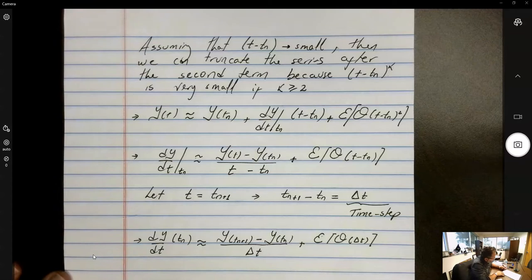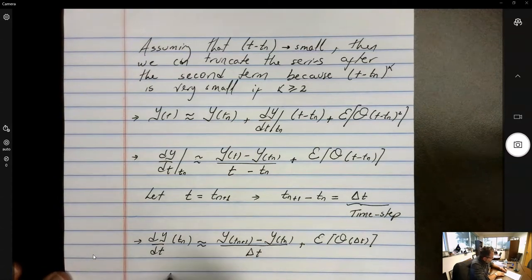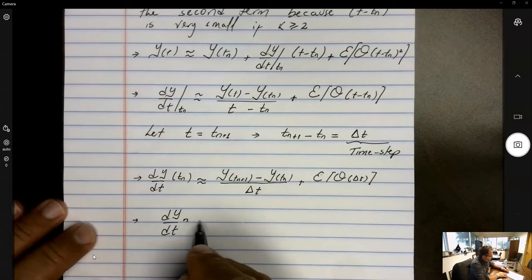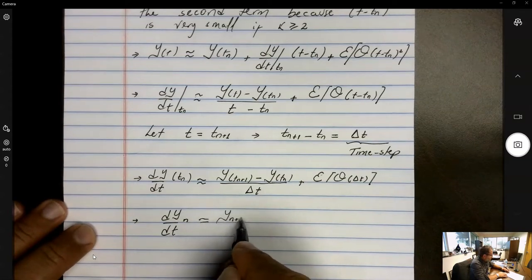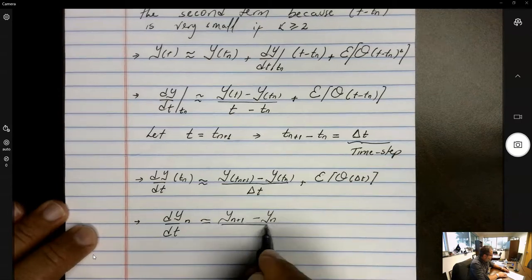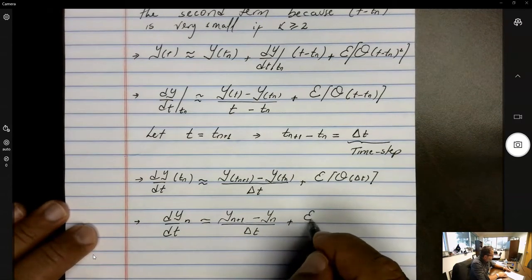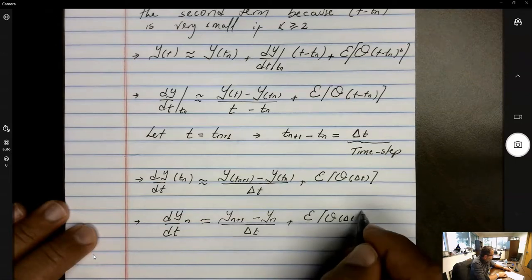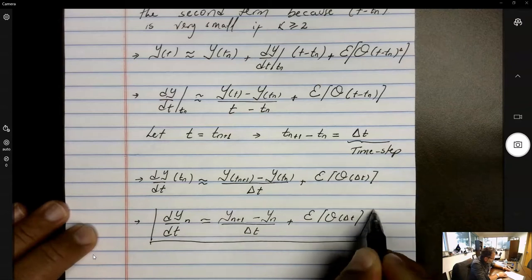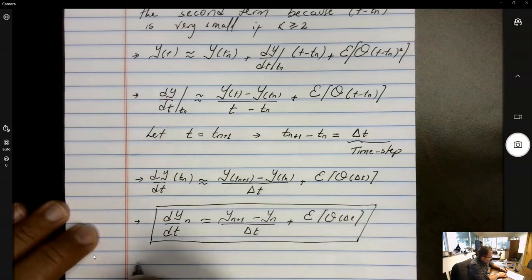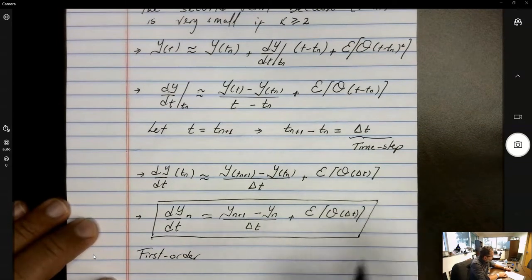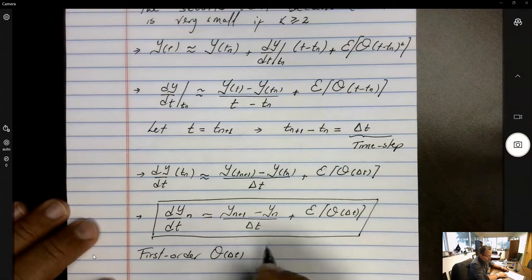And a shortcut for these is basically dy dt at time level n is approximately y at time level n plus 1 minus y at time level n divided by delta t plus an error of the order of magnitude of delta t. This right here is not the solution to the problem we're looking for. It's what's called the first order. And it's called first order because it's order delta t and not delta t squared, delta t cubed. It will be second order if this is order delta t squared and so on and so forth.